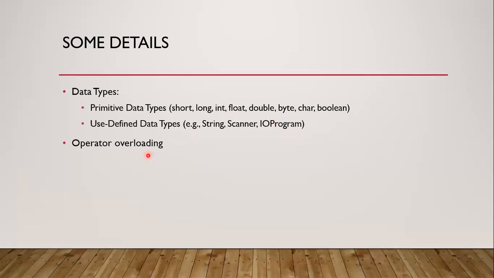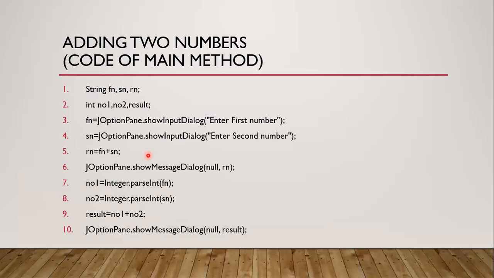Operator overloading. The plus operator is being used between two string types, and it is also being used between two numeric types. When it is used between two string types, it puts the strings together, concatenates them. When it is used between two numeric types, it adds them together. This behavior of plus is called operator overloading. If the same operator is used between two strings, it does concatenation. If it is used between two numeric types, it does the addition.